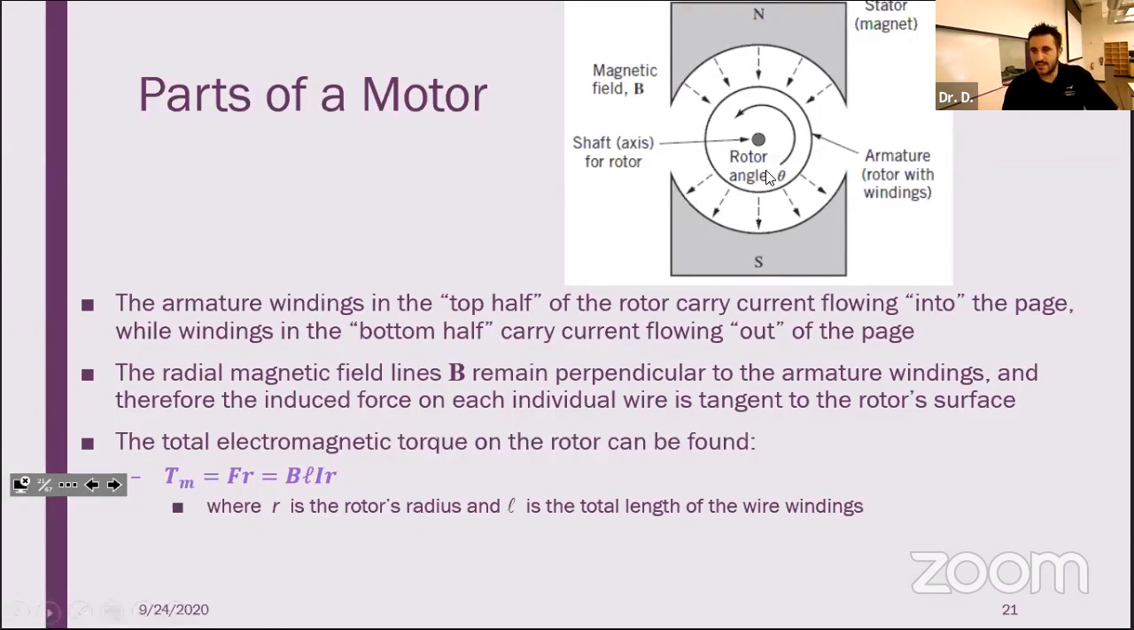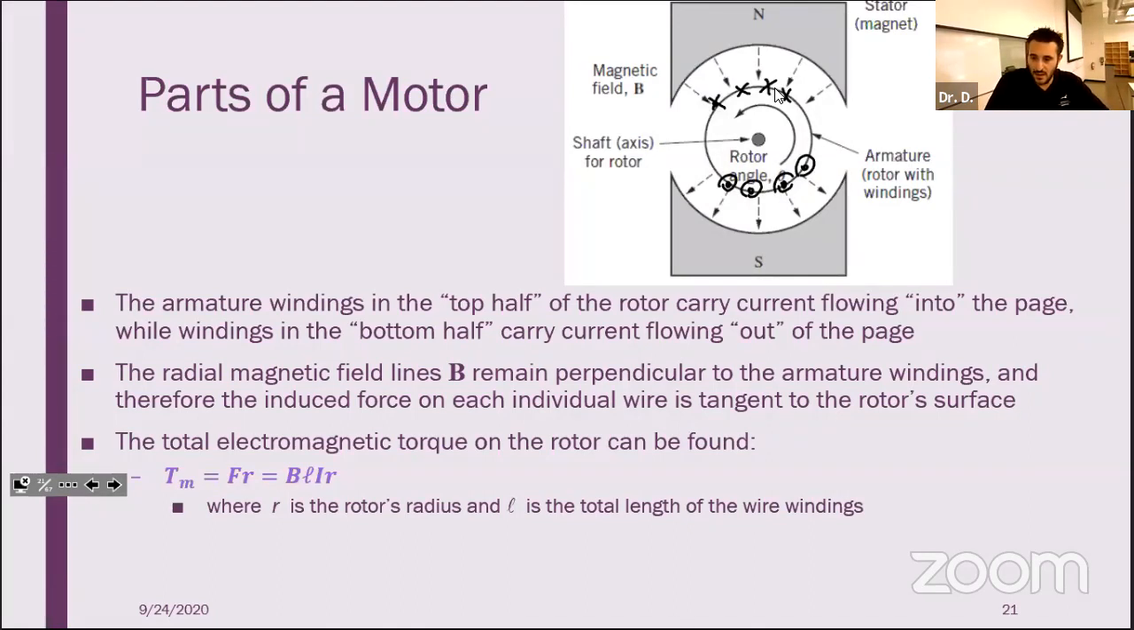Right, so the armature windings in the top half of the rotor carry current flowing into the page, while the windings in the bottom half have it flowing out of the page towards us. So we have some current flowing into the page over here, and down here it's coming out of the page, right? Why do you draw it like that? Well, it's how people draw vectors in and out of the page in 2D. Think about it this way: if a vector is an arrow, then it's got fletches on the back, which look like X's if you're looking from behind, and from the front, you would see the tip.